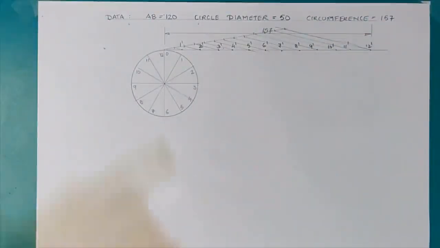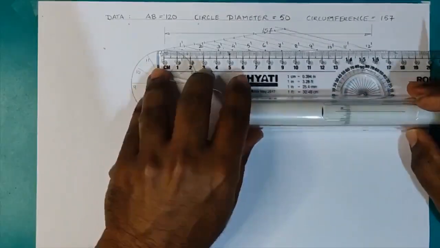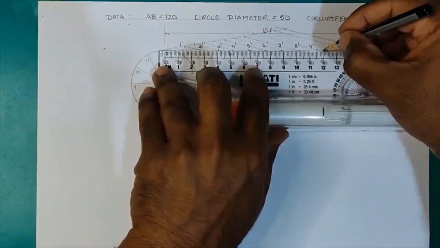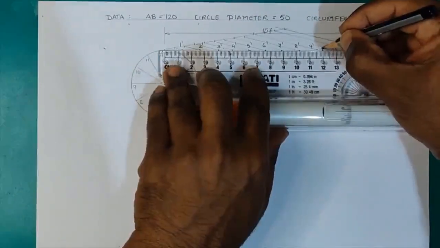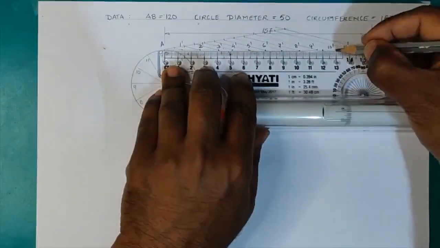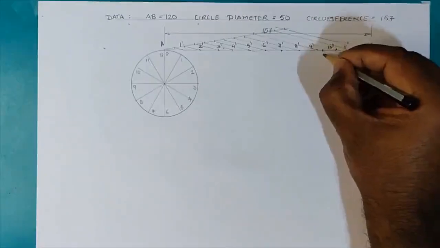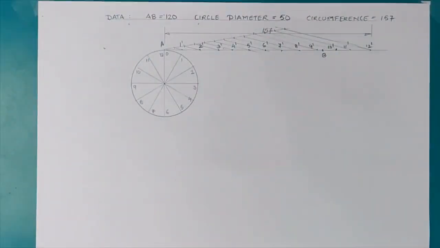Now I'll mark the point B on the circumference, that is 120 mm, and that lies somewhere just ahead of 9 dash. So I name the point on the circle as A, and at a distance of 120 I take point B.